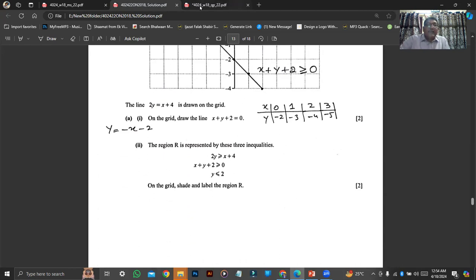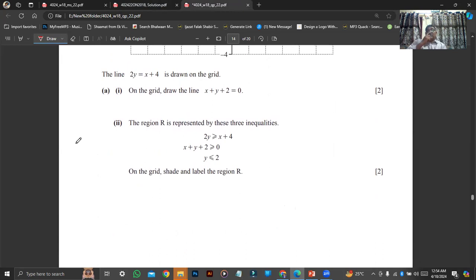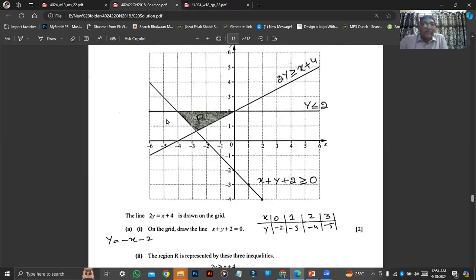Then he says, the second part of the A portion, the region R is represented by these three inequalities. So you have this line which is already drawn there. You can see here the crocodile's mouth is towards Y, so you will have to remain above this line because the crocodile's mouth is towards Y.